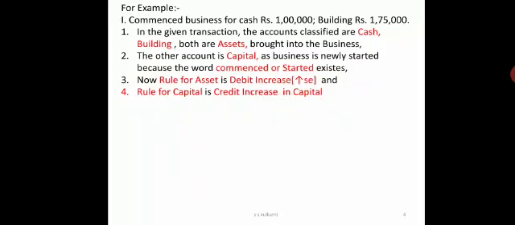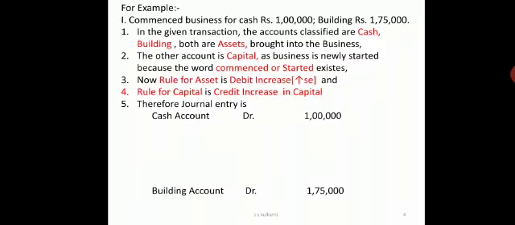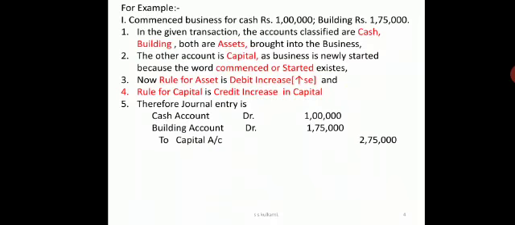So the journal entry will be cash account debit 1 lakh, building account debit 1,75,000, because both are existing in the business. And that becomes my initial investment of 2,75,000. Now I will give a narration: started business with cash and building. So this narration tells me why cash account is debited and why building account is debited, because both have been made the properties of business which are going to exist.